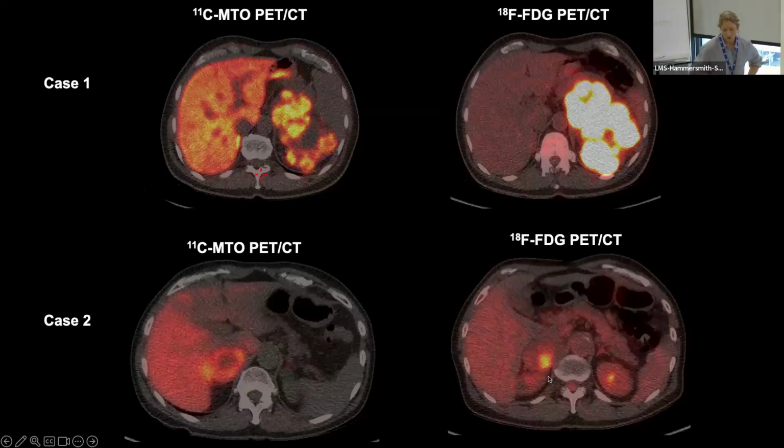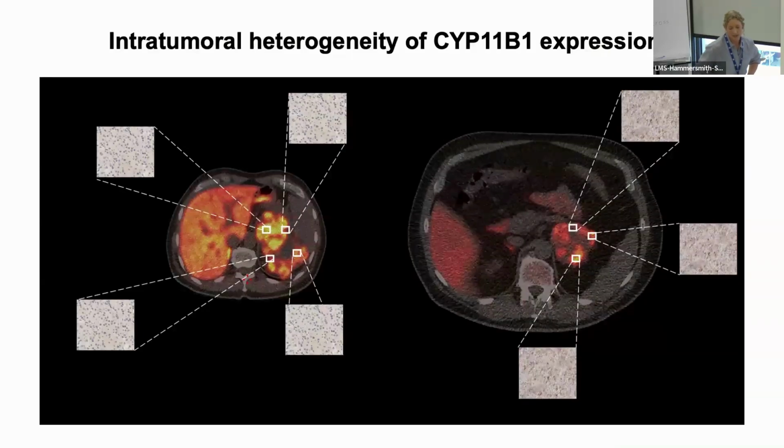So this made us consider whether what we're seeing is intratumoral, within a primary tumor, for example, or even intratumoral within the same individual, heterogeneity of CYP11B1 expression. We're capturing this in vivo, if you like, and whether this could be giving us information about the potential biology of the adrenocortical carcinoma.